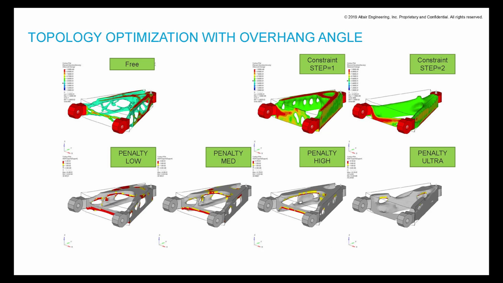Overhang angle constraints help to determine optimal structure while either avoiding all overhanging members or finding a good compromise between the structural performance and the need for a support structure in additive manufacturing.